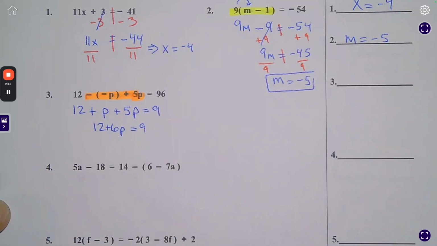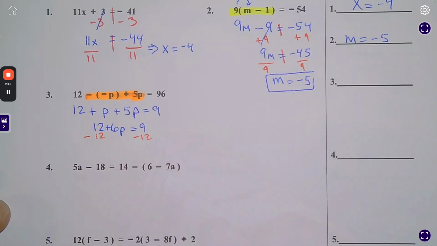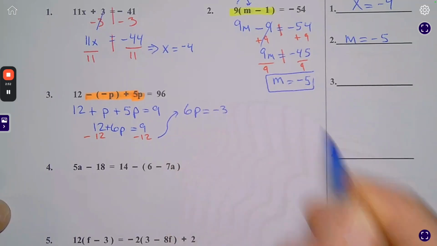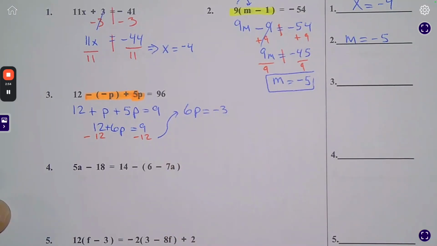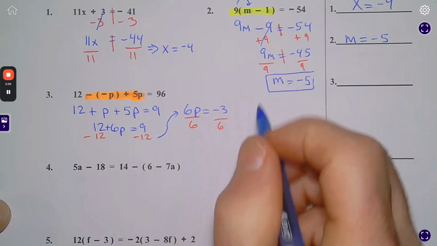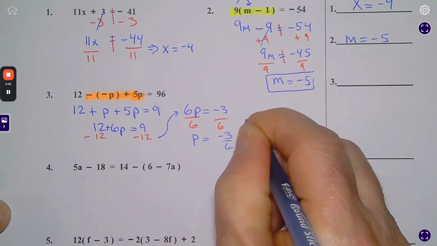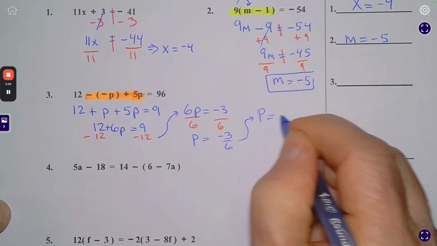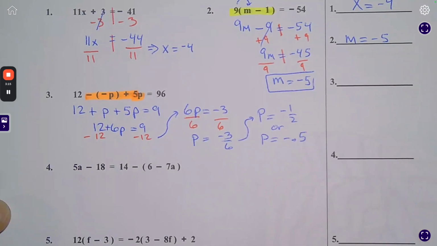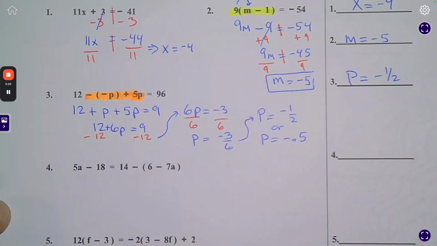All right, now I'm going to get my constant term from the left to the right. So I'm going to subtract 12. I'm going to go up and over here. That gives me 6p equals negative 3. Well, now the inverse operation for multiplying by 6 is dividing by 6. Ooh, this is a little different. 6 divided by 6 is 1p equals negative 3 over 6. But negative 3 over 6 reduces to a fraction, negative 1/2. Or if you wanted to write negative 0.5, that would be acceptable as well. All right, so p equals negative 1/2 is what I'm going to write.